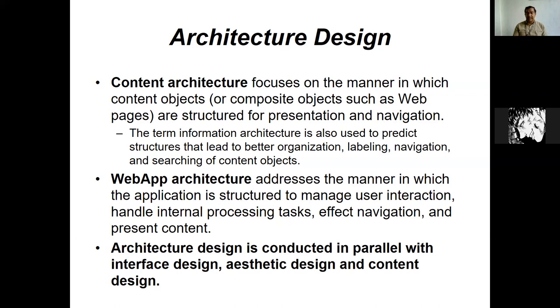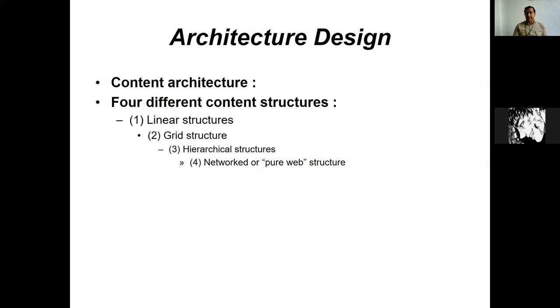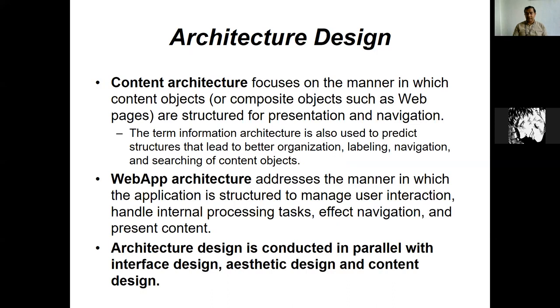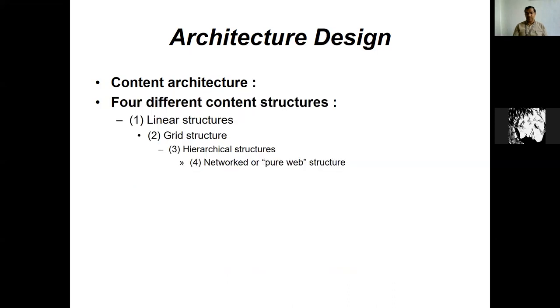And architecture design is conducted in parallel with interface design, aesthetic design, and content design. This is a very important point: architecture design is going to occur in accordance with interface design, aesthetic design, and content design, the previous three set of structures, whatever we are going to learn hereafter. And in the content architecture, 4 different content structures exist: linear structure, grid structure, hierarchy structure, network or pure web structure. Just to know about the structures, I have put up all these slides.